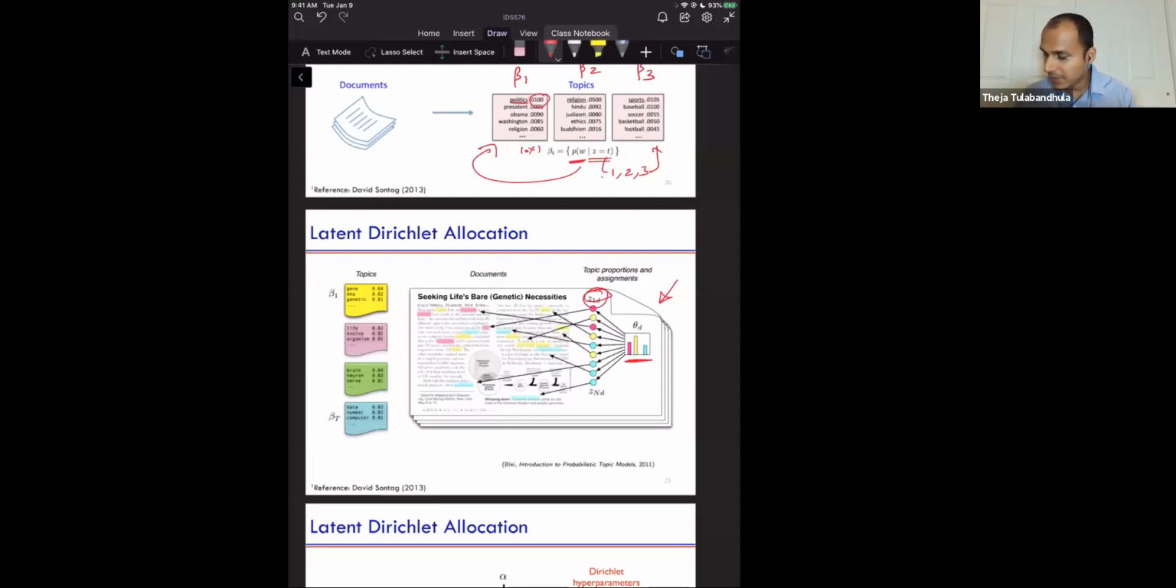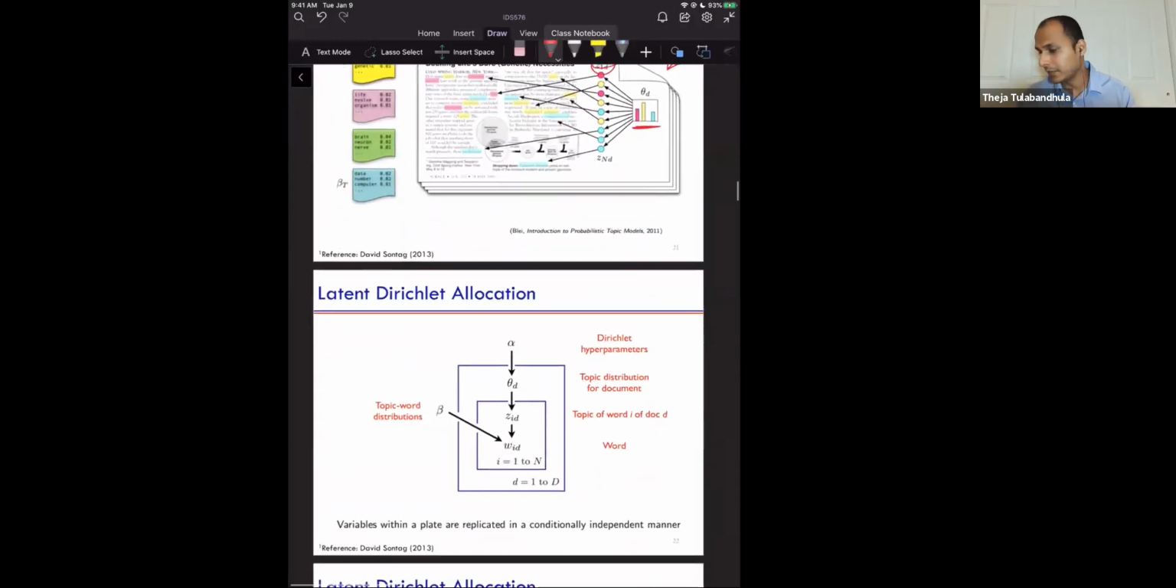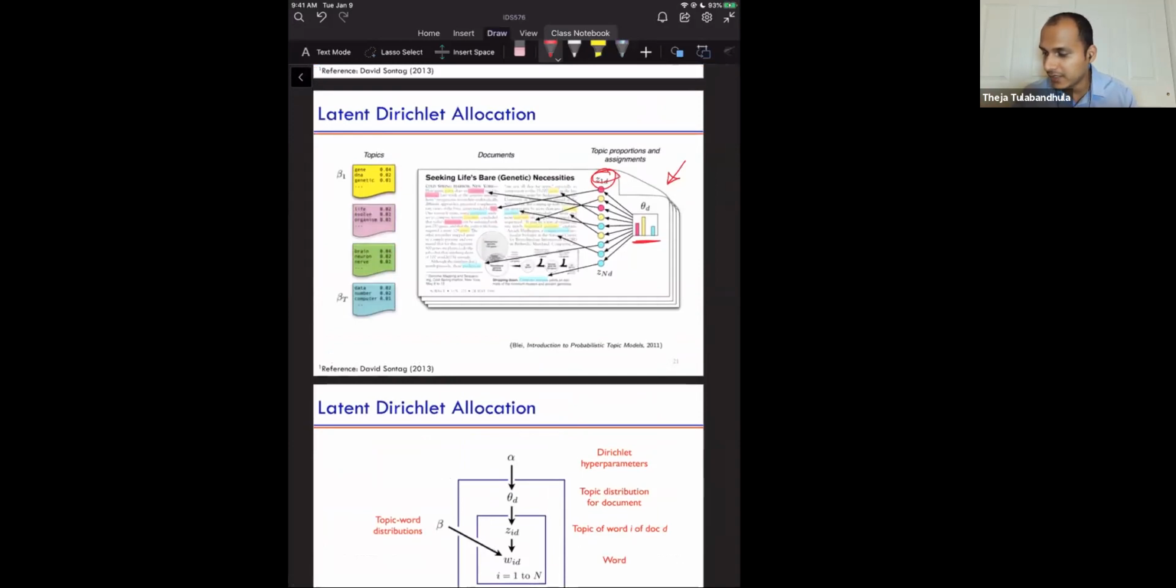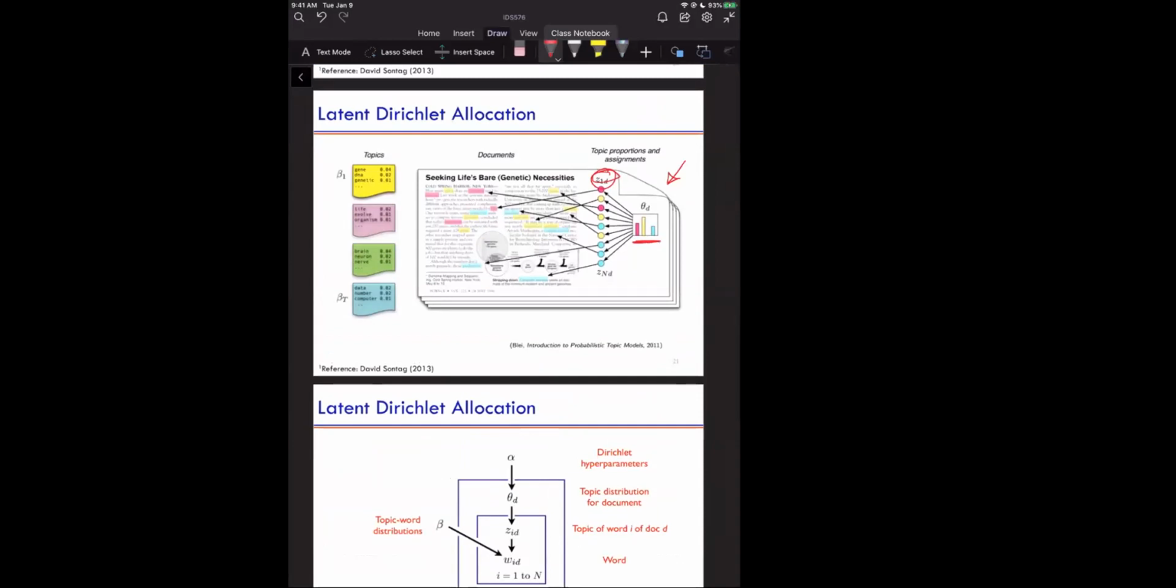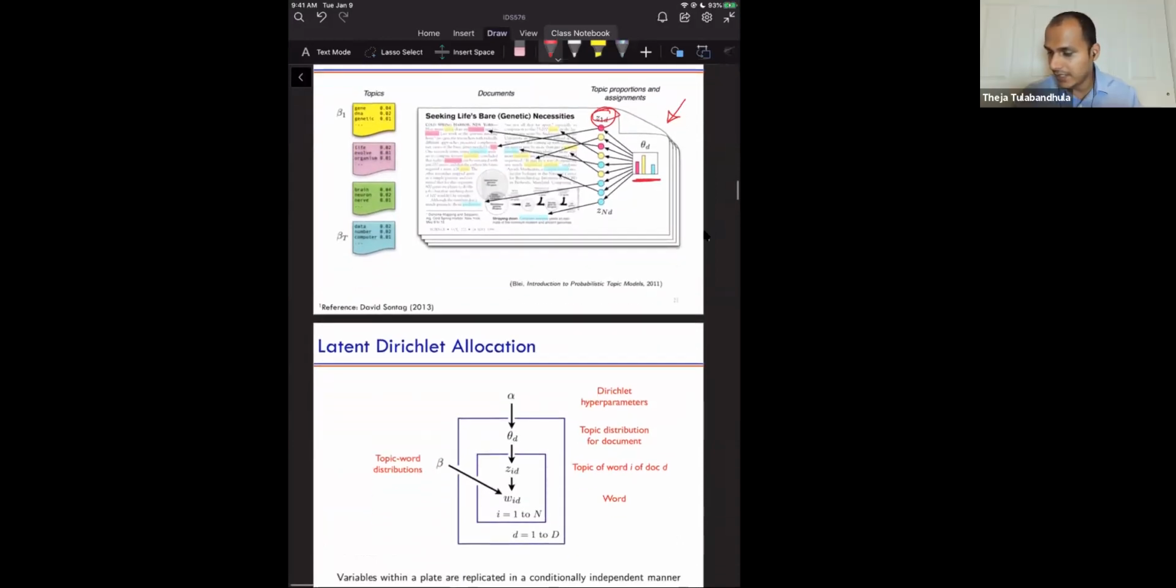Now, what are the parameters of this? This picture is just trying to show that some words come from different topics. The color coding here, yellow, blue, and red, is from the three different topics. And here they're showing the case where you have more than 3 topics.